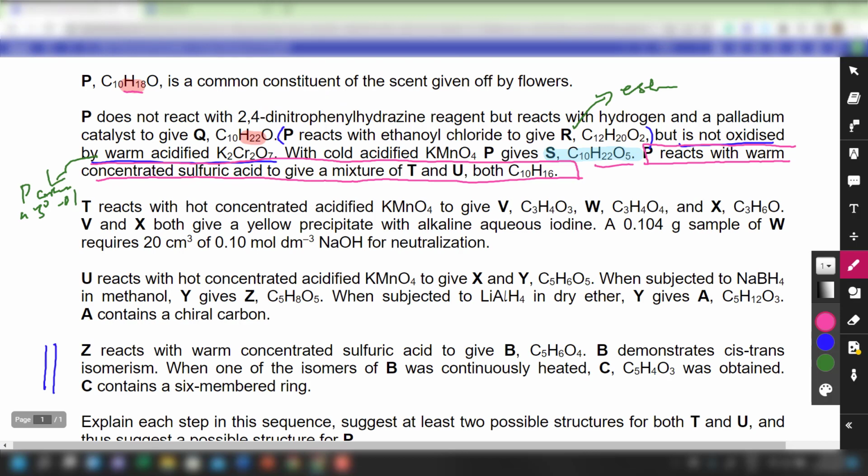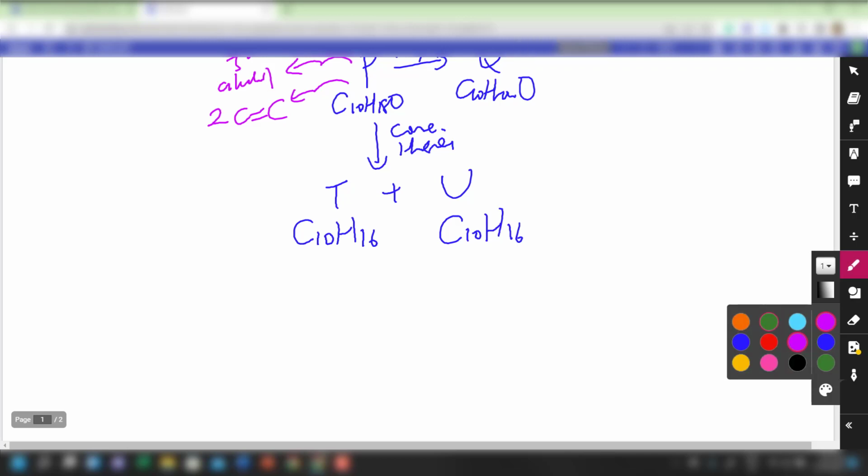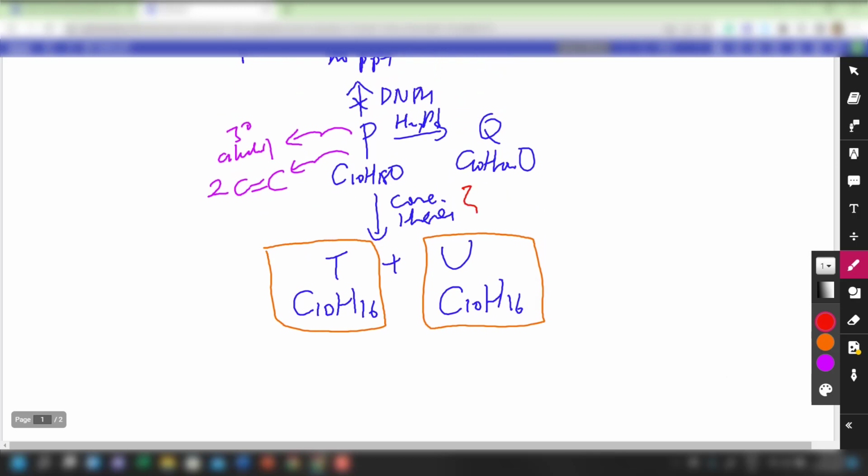Both have molecular formula C10H16. T plus U, C10H16, and this is C10H16 as well. I'm just going to box them up so that we know that we are talking about different compounds here, although they have the same molecular formula. Before we move on, we need to understand what kind of reaction this is. This is actually a dehydration, in particular dehydration of a tertiary alcohol.